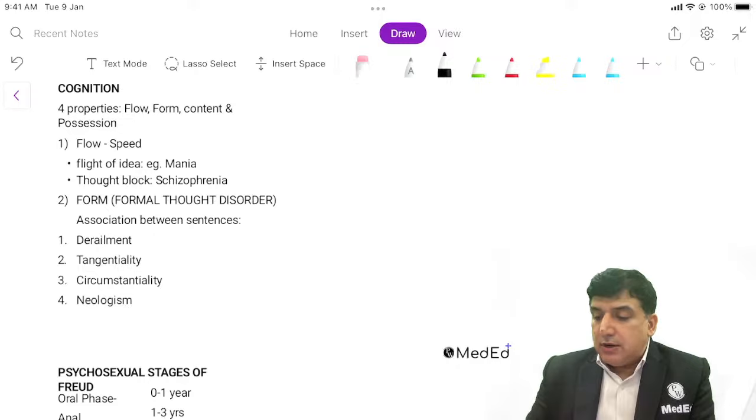Various formal thought disorders we have, like derailment, tangentiality, circumstantiality, and neologisms. You can just go through the definitions of these.